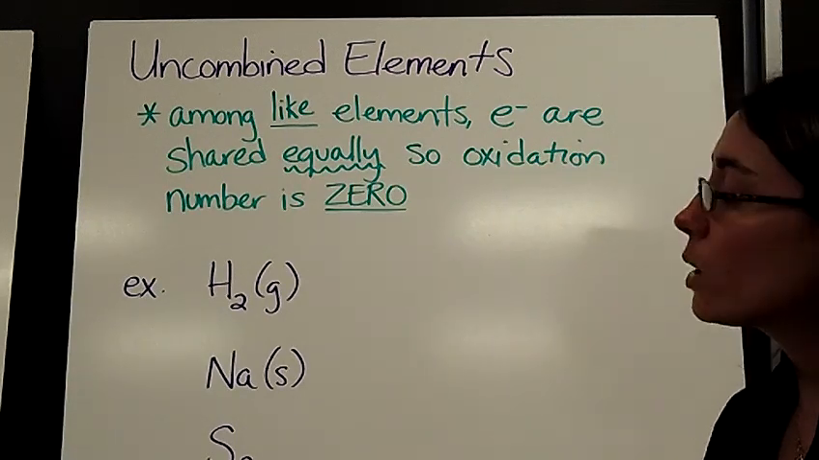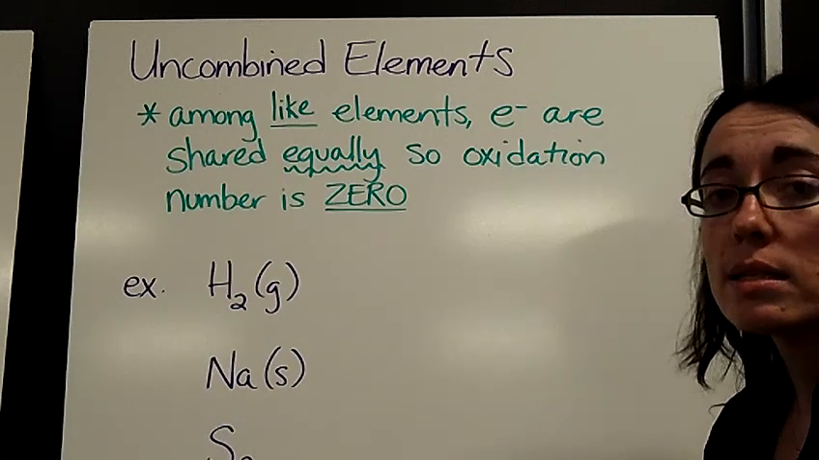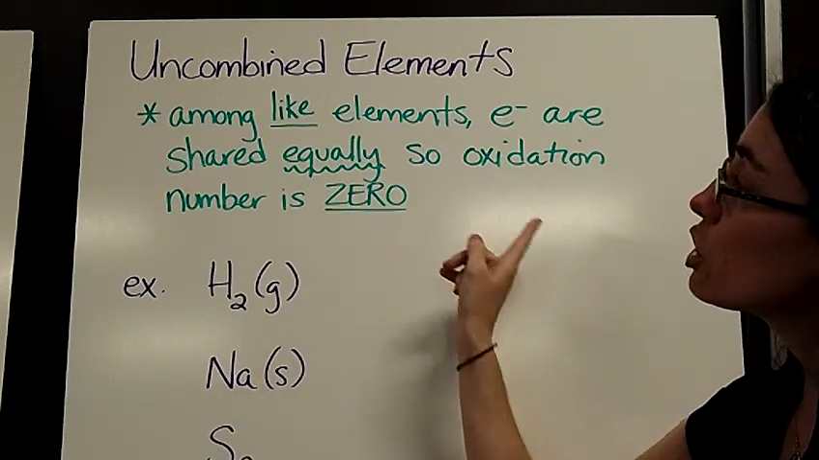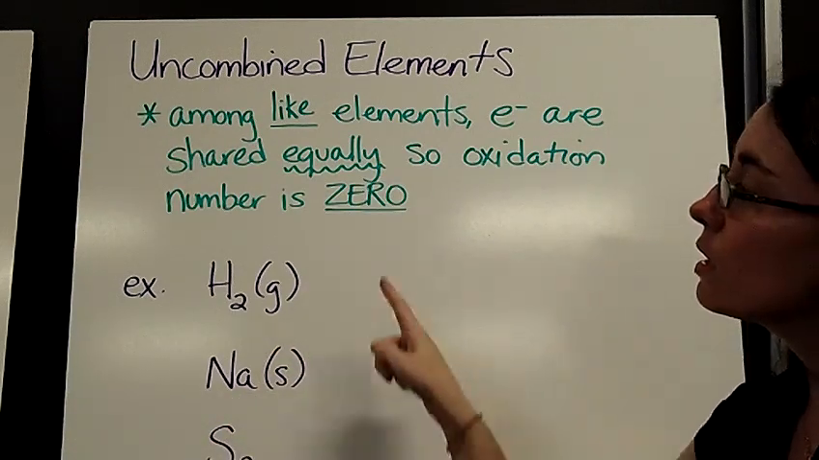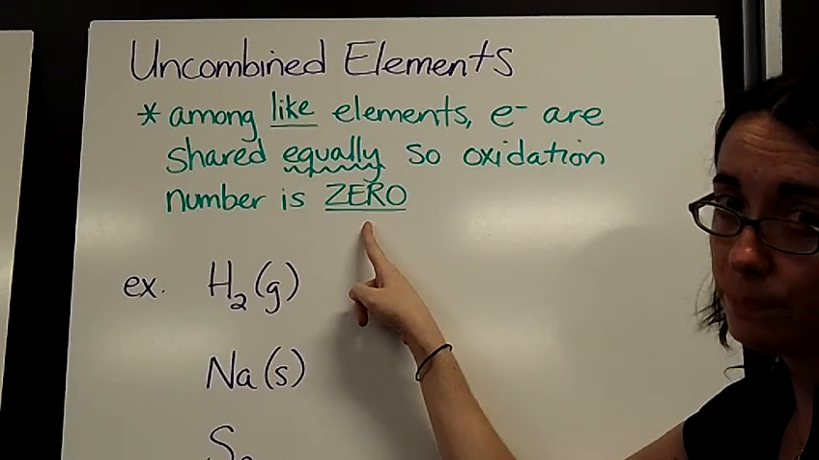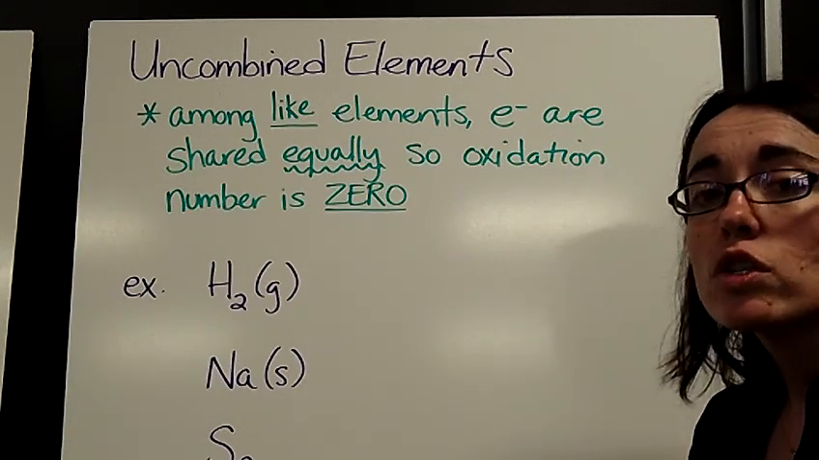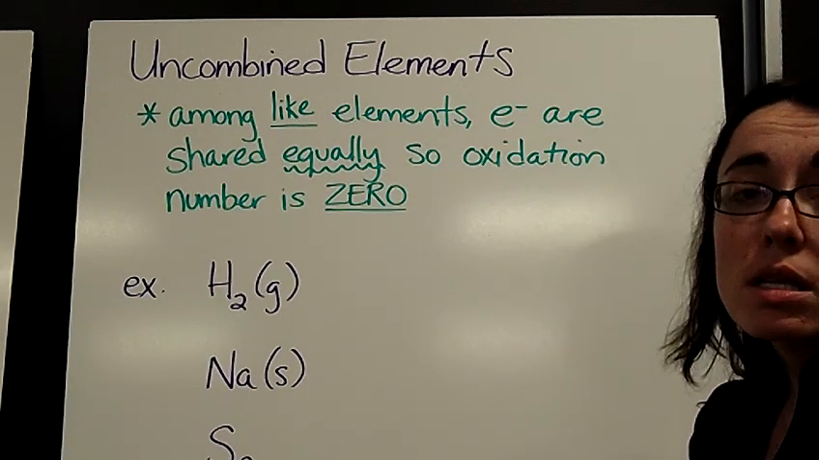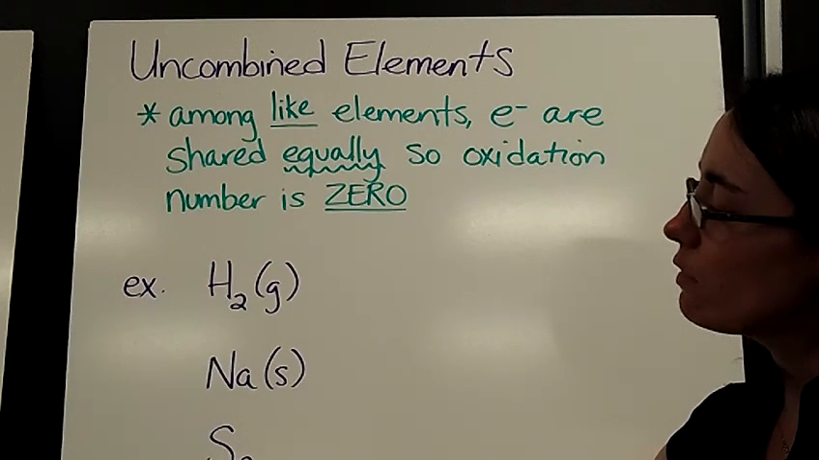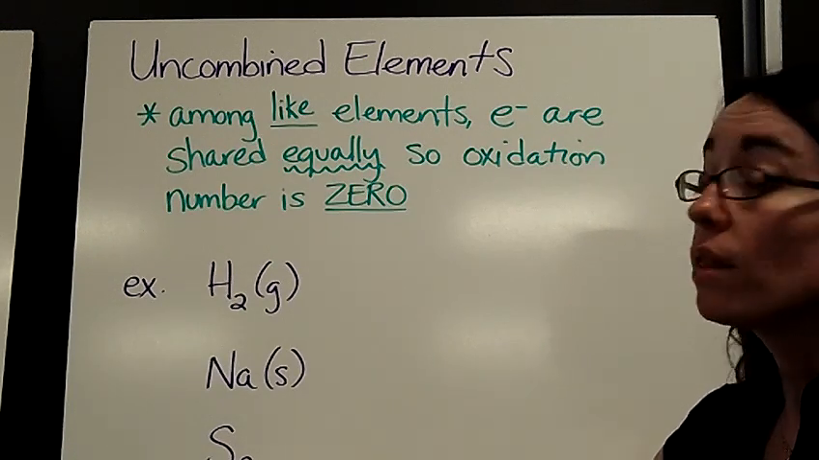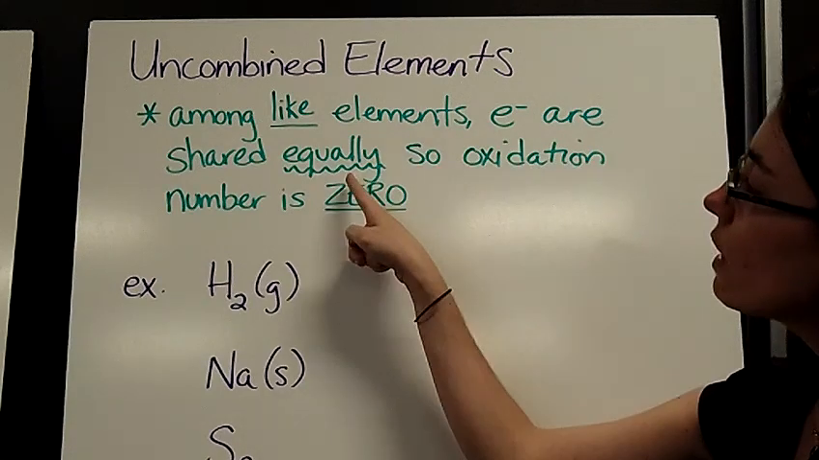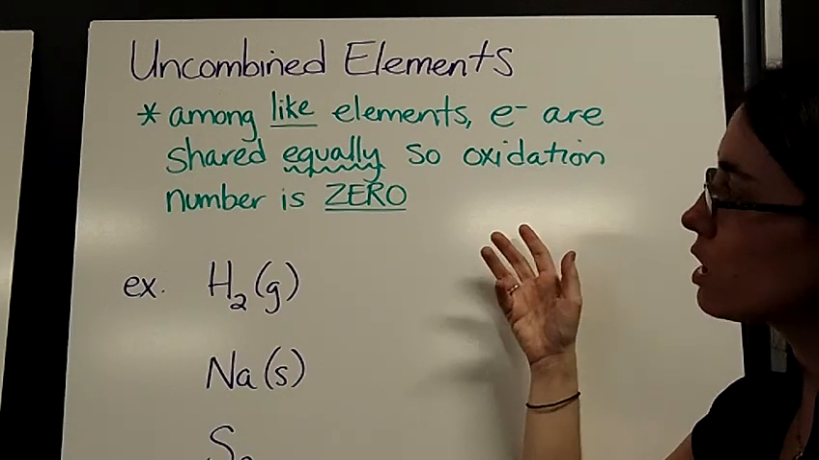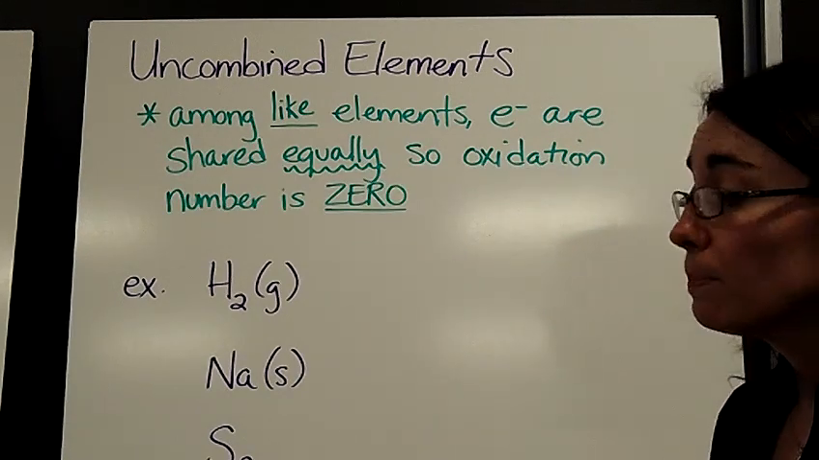In our next example, we have some sodium metal in the solid state, so it's many, many particles of sodium that are all together. They will share their electrons equally, so in this case, the oxidation number is still 0. In this case right here, where we have sulfur with an 8, I did not give you the phase, but it's not important. What you need to know is if that sulfur is teamed up with identical particles, they are going to share their electrons equally, and the oxidation number is 0.